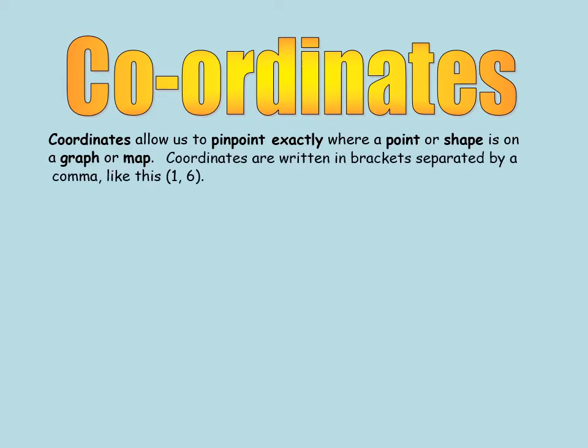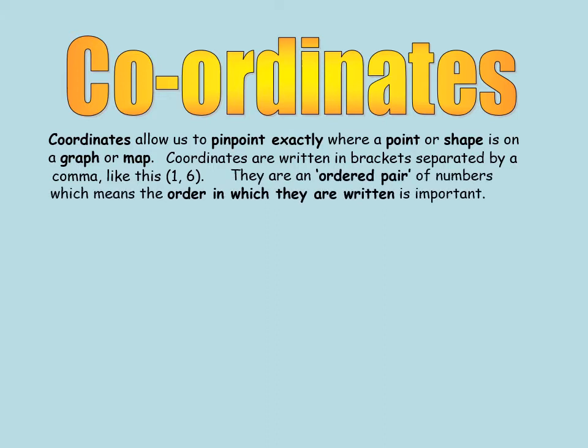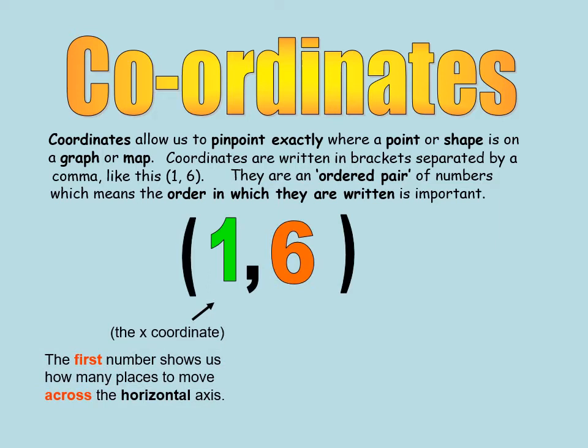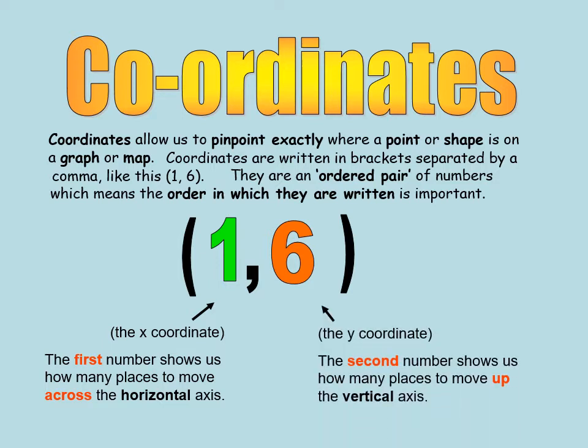They're written in brackets, like you can see here, and they're separated with a comma. And they're in an ordered pair, which means they have to be written in the correct order, otherwise the location will be completely different to where you mean it to be. The x coordinate, and that means you go across the horizontal axis first, that's going across the ways, and then the y coordinate is second, and that means you go up.